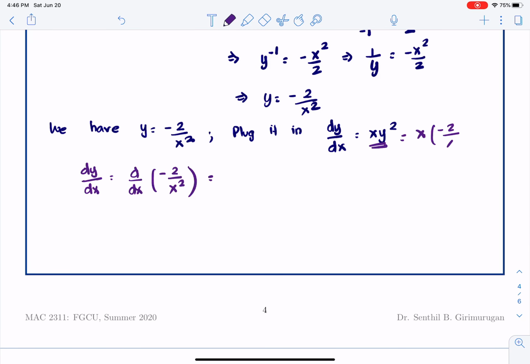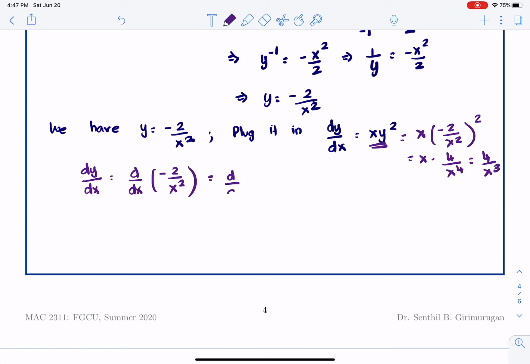Which in this case is simply x times negative 2 over x squared, squared, which is x times 4 over x raised to 4, so 4 over x cubed. So I'm plugging in y equals negative 2 over x squared in dy over dx. Let's see if we get 4 over x cubed.